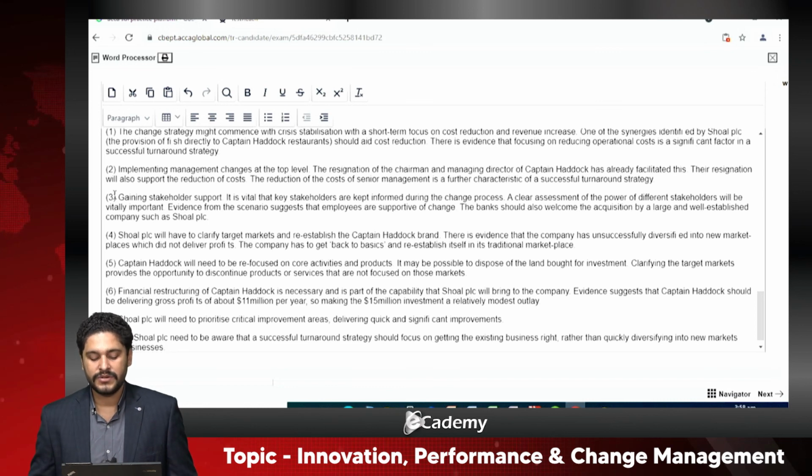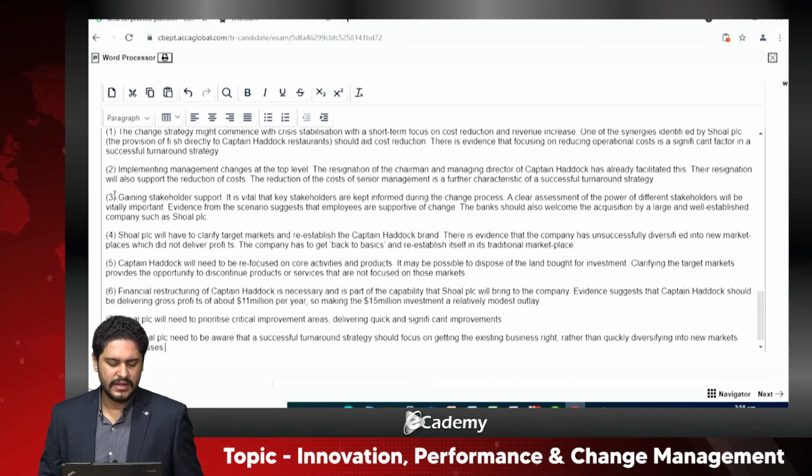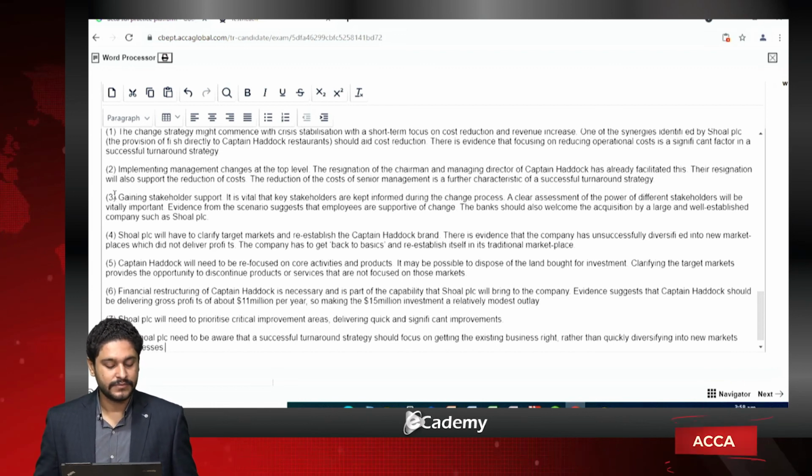It may be possible to dispose of the land bought from investment. Clarifying the target market provides the opportunity to discontinue the product or services that are not focused on these markets. I'm again letting you know you can write any 4 points out of these, and if you have written any 4 points out of the 7 points that I've showcased, you'll be gaining full marks.